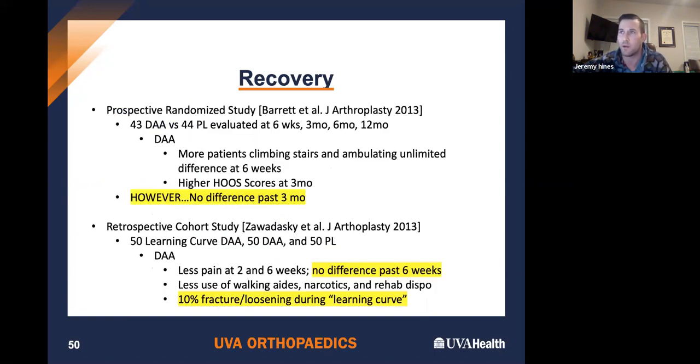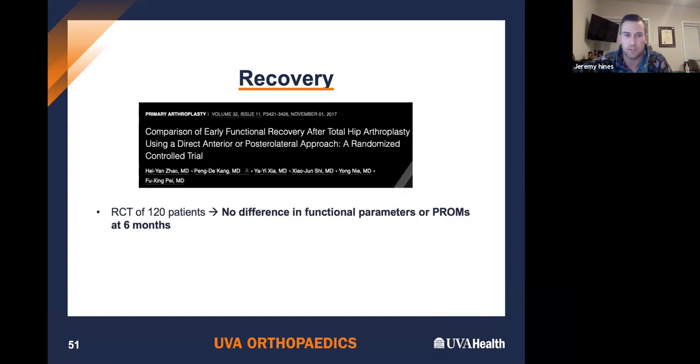There's a prospective randomized study by Barrett. This is another one that's heavily cited in 2013. No difference past 3 months is the key that I wanted you to look at there. No difference past 6 weeks in this next study, but there's a 10% fracture loosening during the learning curve. And I think that's still important to consider the learning curve, because not everyone doing these cases is an arthroplasty surgeon. And if the learning curve is 50 or 100, it may take that person a while to get there.